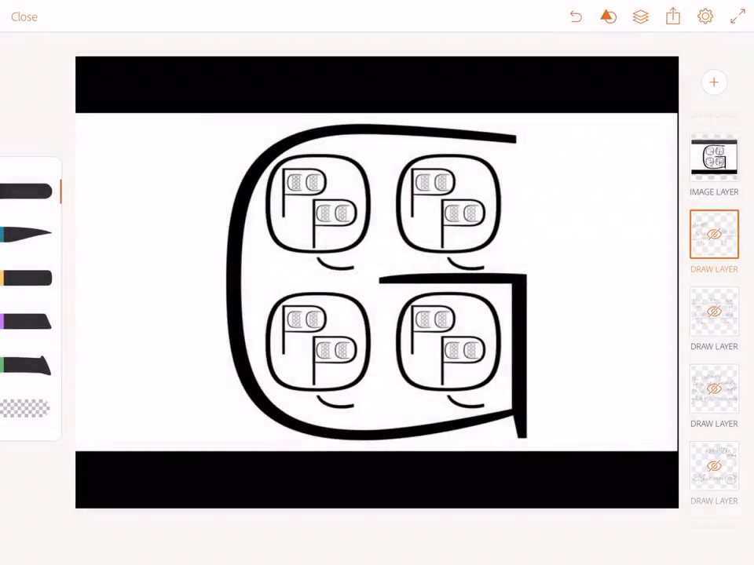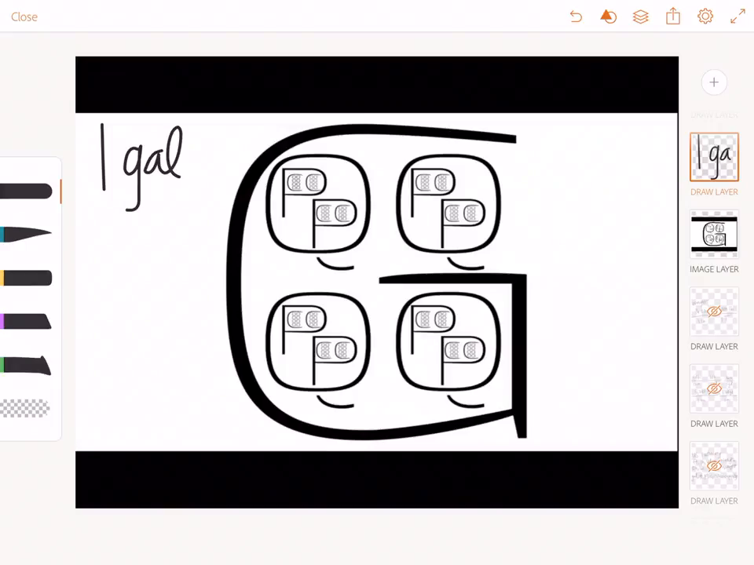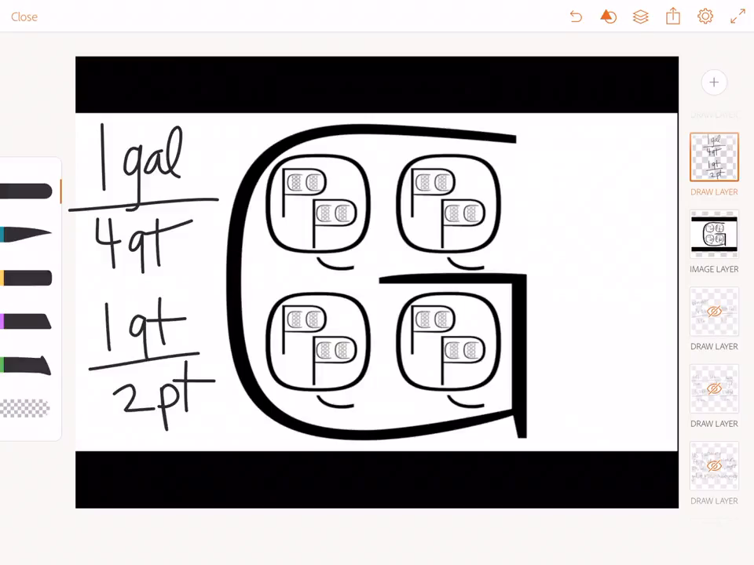1 gallon is equivalent to 4 quarts. Okay, King George had 4 queens. Each queen had a prince and a princess, so 2 children. So we can say that 1 quart is 2 pints. You can see that we have 2 P's inside each Q. Now, each prince or princess, they each had 2 crowns, 1 for the ball, 1 for the mall. So we can say that 2 cups is equivalent to 1 pint.